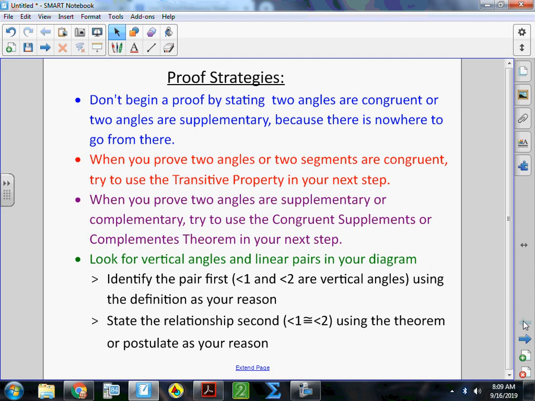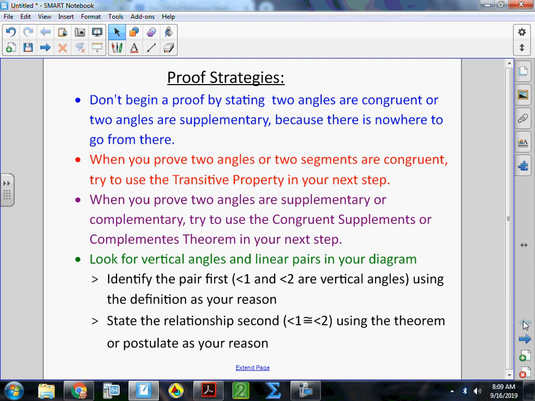And then the green point is something you need to look for right away. It says look for vertical angles and linear pairs in your diagram. That can be a first step in a lot of proofs. Underneath that, I have identify the pair first. So for example, say angle 1 and angle 2 are vertical angles. You use your definition of vertical angles as your reason. You could say angle 1 and angle 3 are a linear pair, using your definition as your reason, because your definition tells you what it looks like.